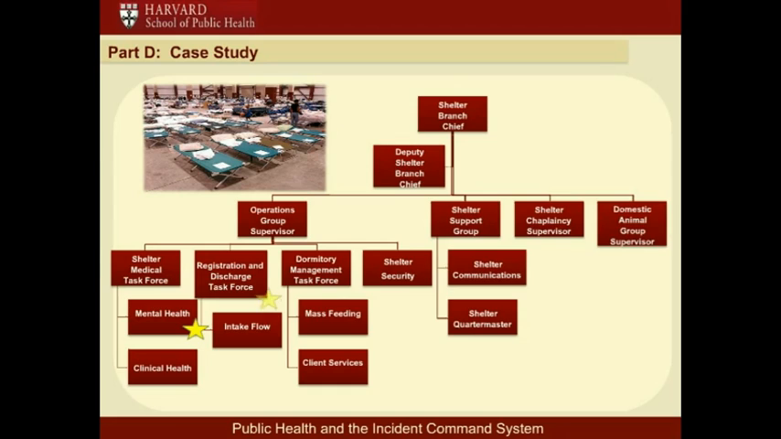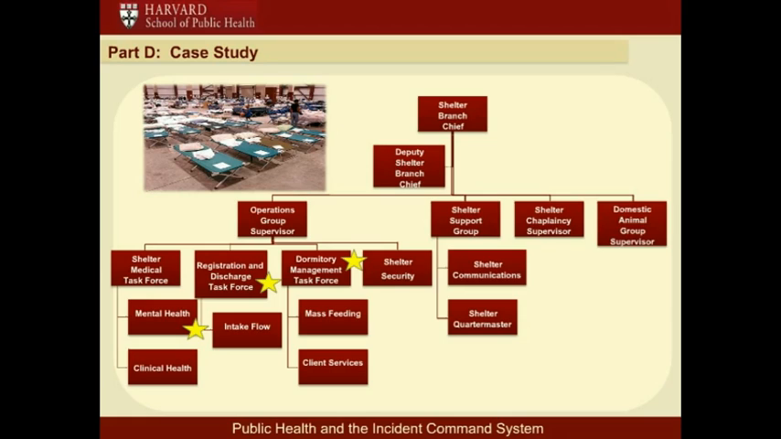You have a registration and discharge task force, making sure that everybody who walks in the door is registered and accounted for, and that when they leave, that's also accounted for, so that nobody goes missing from the shelter. You, of course, have a dormitory management operation handling mass feeding and other client services, like making sure they have shampoo and towels to be able to use the showers at this community shelter, which happens to be in a high school gymnasium, so they have the locker rooms available.